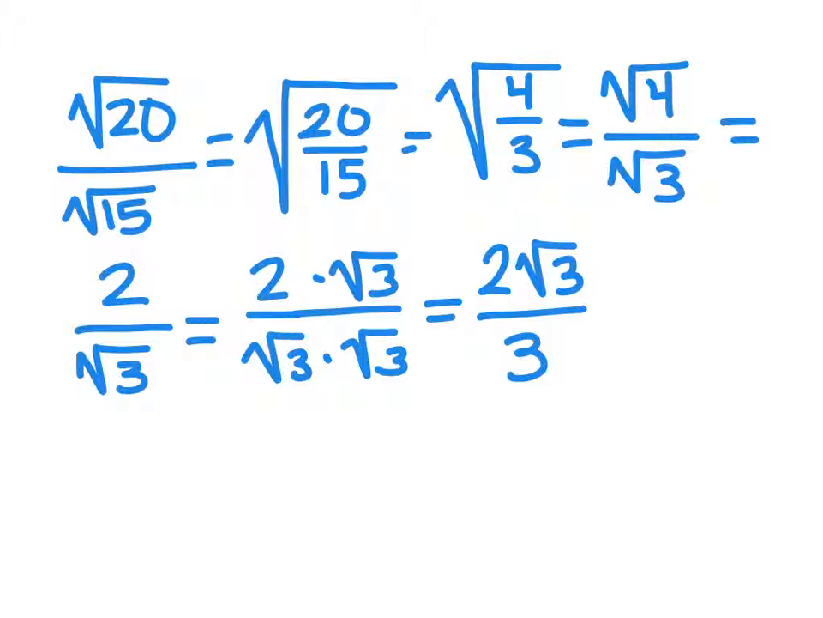That process we just did, where we multiplied both the numerator and the denominator by the square root of 3, is called rationalizing the denominator. We can't have that square root sign in the denominator. That simply isn't correct. So we multiply through, and we have a final answer of 2 times the square root of 3 over 3.